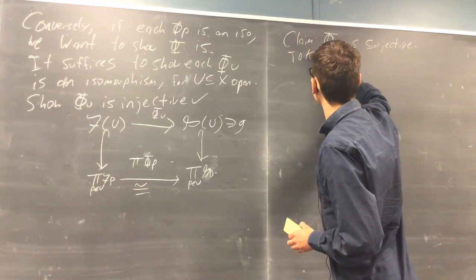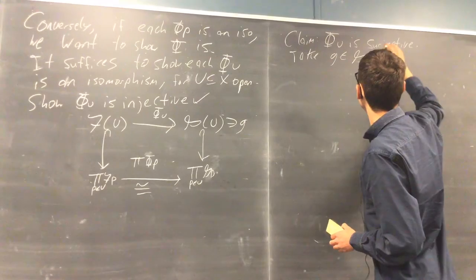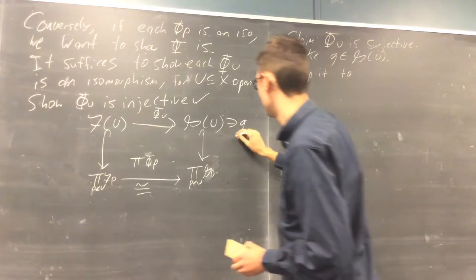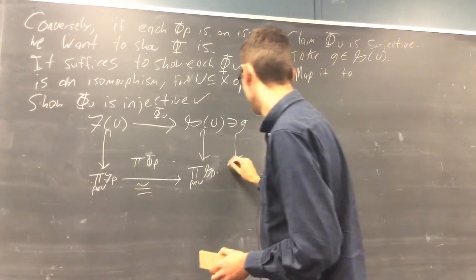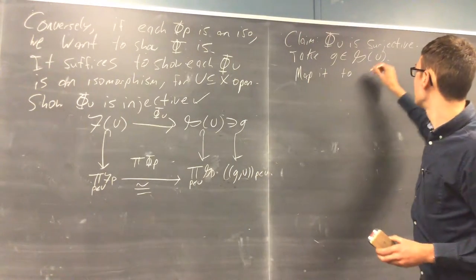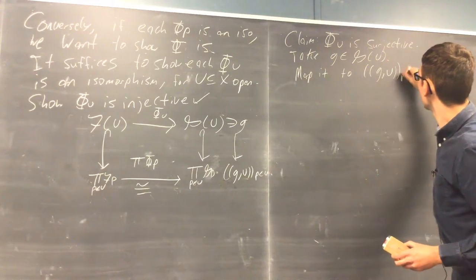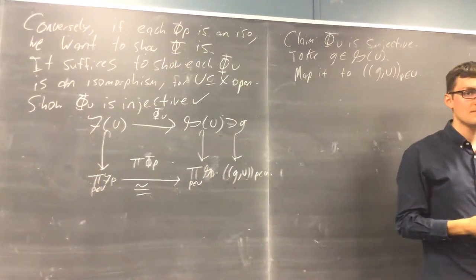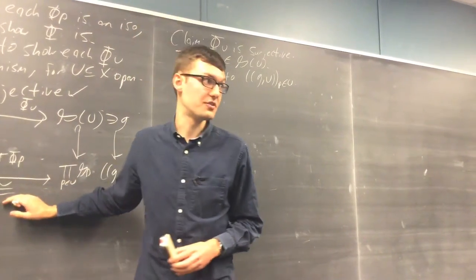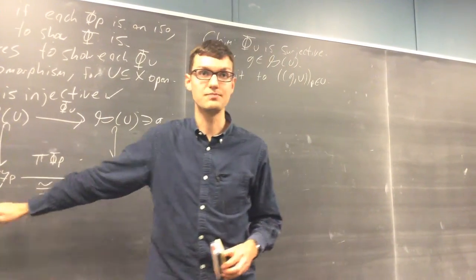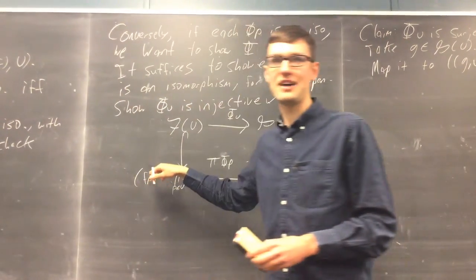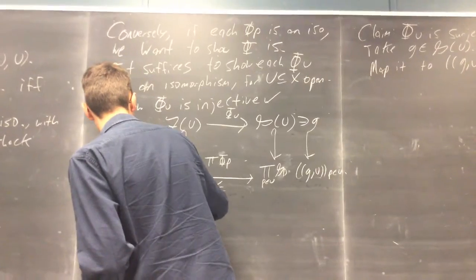So we'll take an arbitrary element in here, and then we map it to the natural thing down here. All right, haven't done anything fancy yet. But we use the fact that this is an isomorphism now. So I can find a preimage for this over here. I'm just going to abbreviate my equivalence class of ordered pairs by f_p at every point for now.